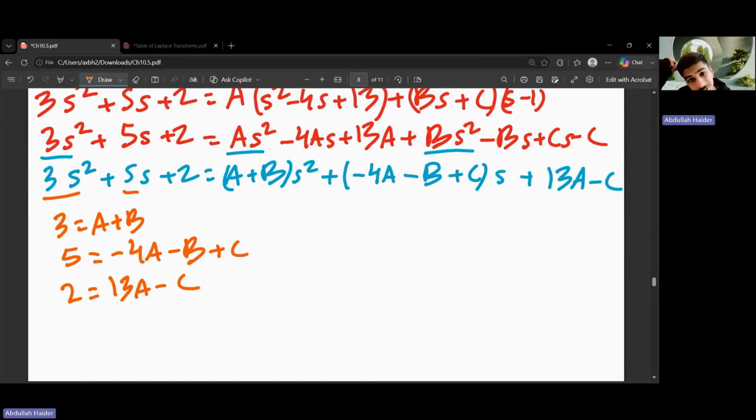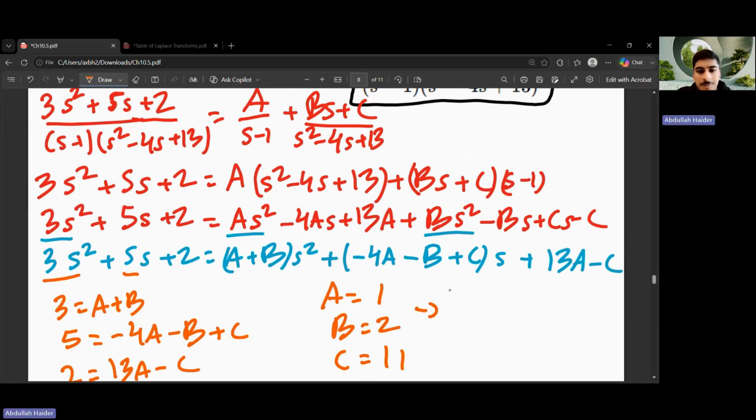So this is all this. You can use your calculator, to be honest, for the unknowns. After all this, you get A equals 1, B equals 2, and C equals 11. So this means now the partial fraction becomes 1 over s minus 1 plus (2s plus 11) over s squared minus 4s plus 13.